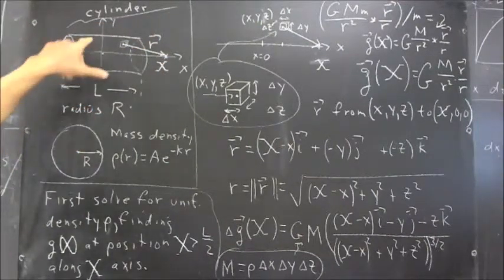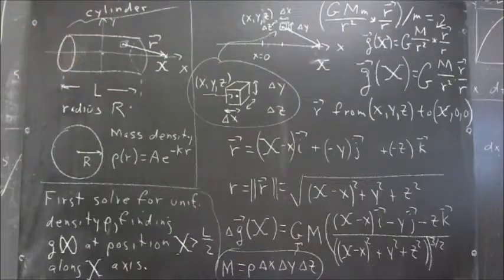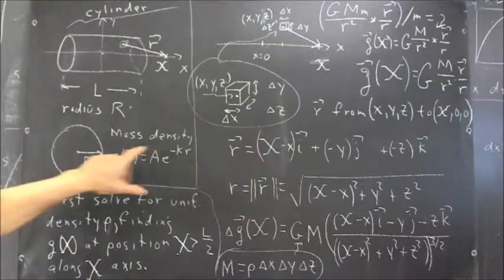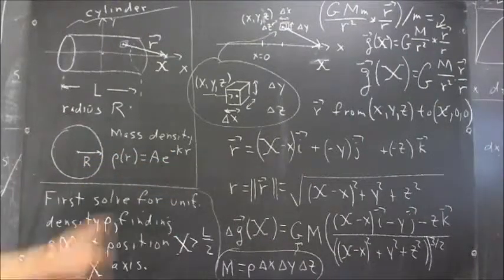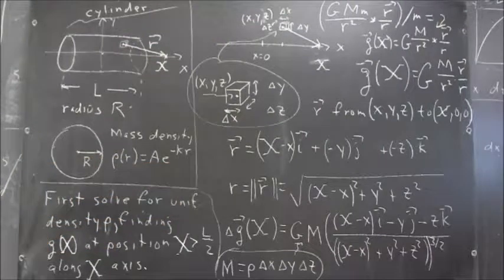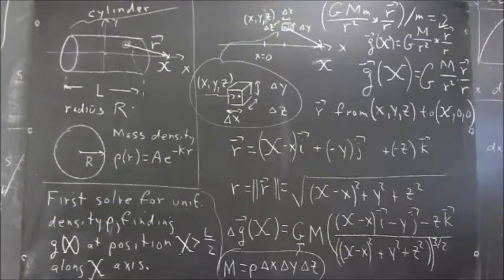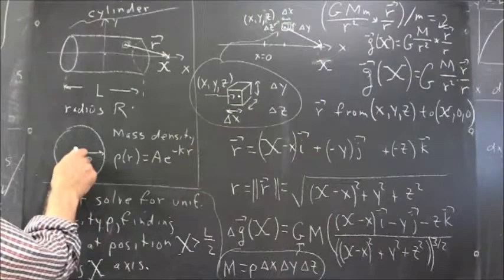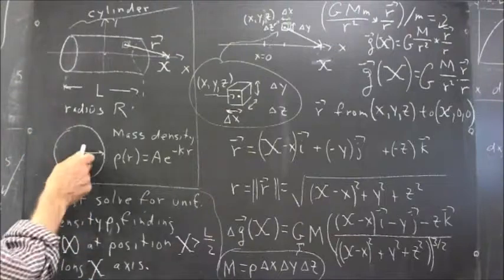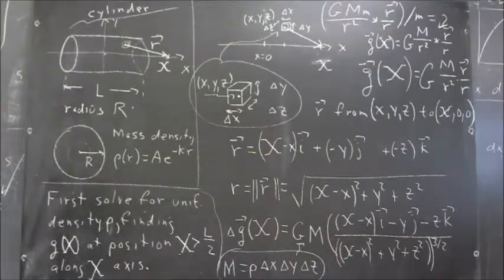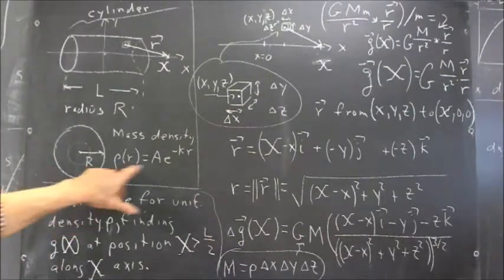So, in order to do that, of course, we have to have a mass density function. The cylinder will have radius big R, and ultimately we want to do this for mass density rho of R equals A e to the negative kR, an exponentially decreasing density that depends only on R, so that as we move out from the center, the density decreases. And the density will be uniform along any circle about the origin. That's going to be important.